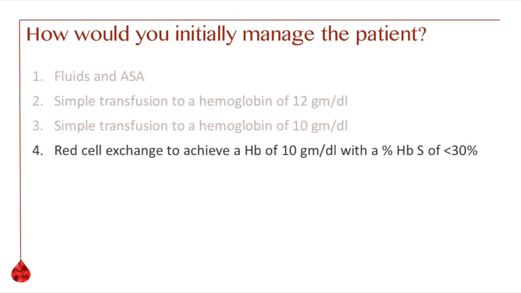The correct answer is D, red cell exchange to achieve a hemoglobin of 10 grams per deciliter with less than 30% hemoglobin S is the indicated therapy. Fluids might be indicated if the patient was dehydrated, but should be administered carefully. And aspirin would be considered in an adult, but is not commonly given to children. Simple transfusion to a hemoglobin of 12 grams per deciliter is contraindicated because it would increase blood viscosity, potentially decreasing blood flow to the area of ischemic damage. Simple transfusion to a hemoglobin of 10 grams per deciliter is considered inadequate.